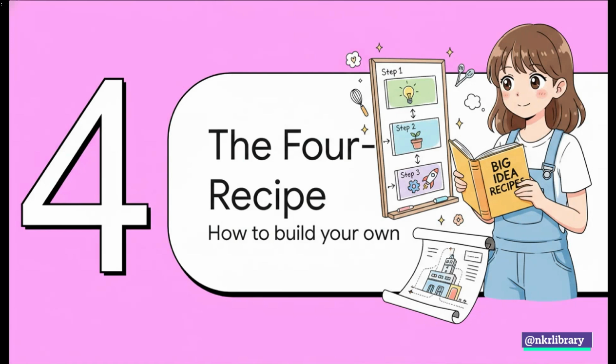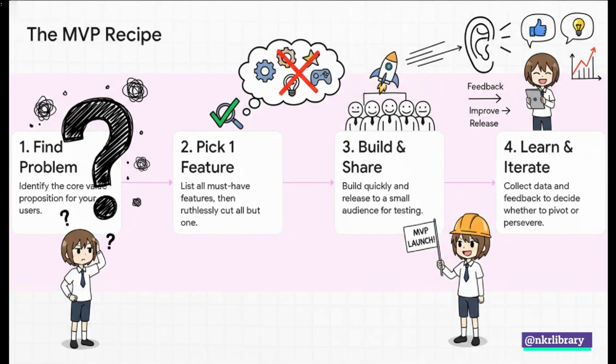So you're probably thinking, okay, that's cool, but how can I use this for my own projects? Well, let's walk through a super simple 4-step recipe. It's a formula you can follow for any big idea you have. Step 1, find the number 1 most important problem your idea is trying to solve. Step 2, brainstorm all the cool features you could add. But then, and this is the most important part, pick only the single most important one that solves that number 1 problem. Step 3, build just that one feature and get it out there. Share it fast. And finally, step 4, listen really carefully to the feedback. Learn from what people say and then decide what to do next.